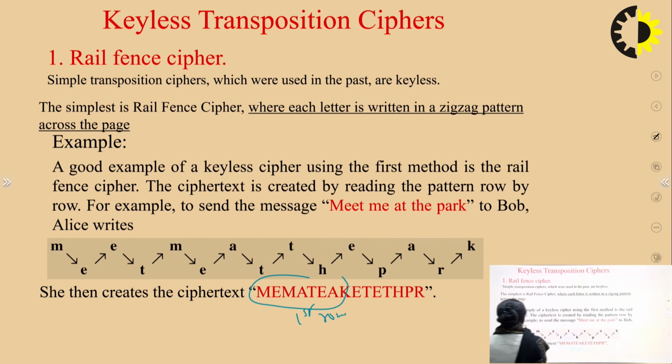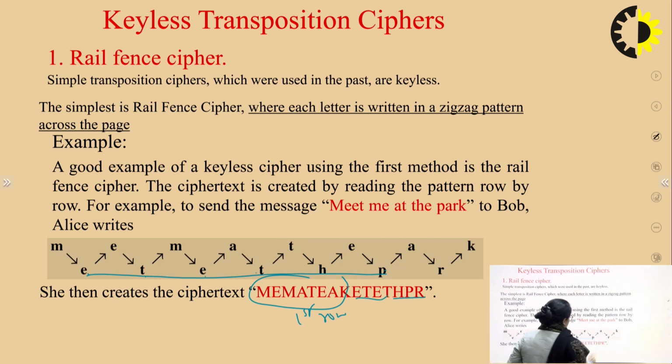Then start with the second row. When you're starting with the second row, it will be E, T, E, T, H, P, R. And this is how the ciphertext is prepared from the plain text using the simplest cipher that we call the rail fence cipher, which is a keyless cipher.